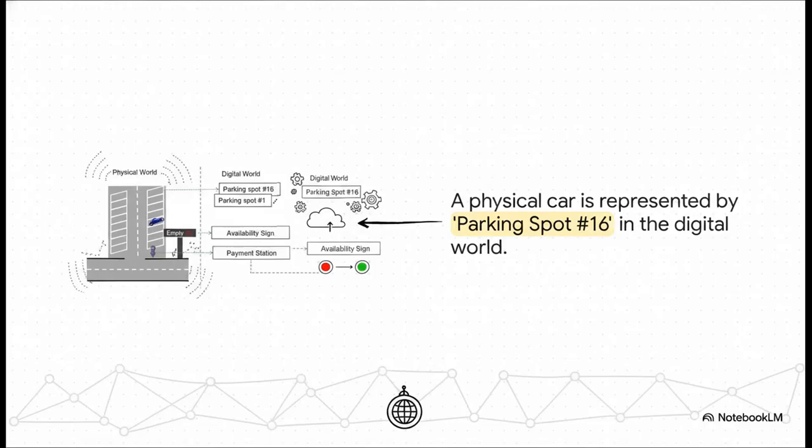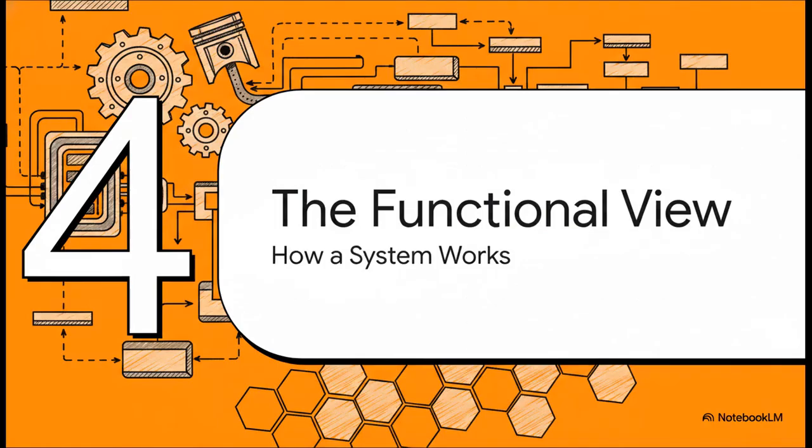This slide just nails the concept. In the real world, you've got a car parked in a spot. In the digital world, that physical space is represented by an entity called parking spot #16. So now, a system can know its status. Is it occupied or empty, without anyone having to physically go and look? That's the information model in action. So we've seen how the information gets organized. Now let's go into the system's engine room and see how it all functions.